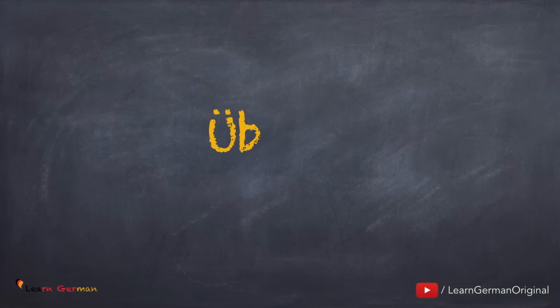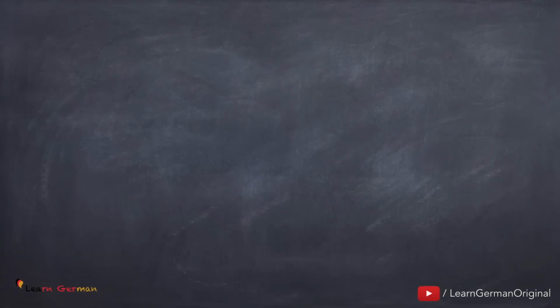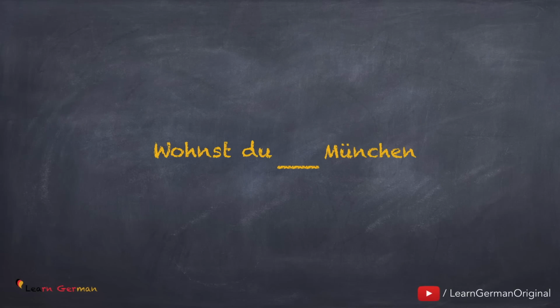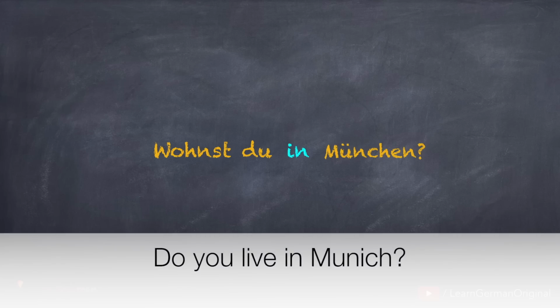Great! Now let's do a small exercise to see how much you have learned. Übung. You have to fill in the blanks with in, im, oder ins. Do remember, whenever there is movement, preposition in will take the accusative article, whereas with position, it will take the dative article. Here's the first one. Since München is a city, your answer should be, wohnst du in München?